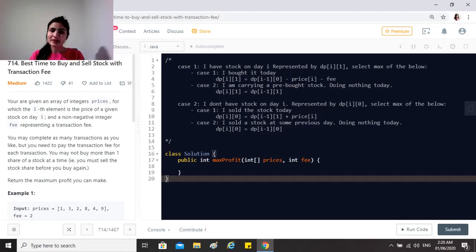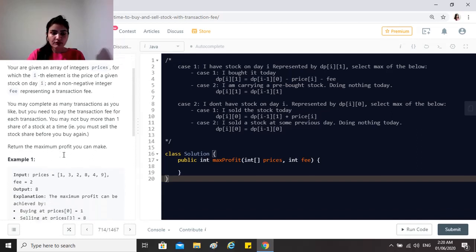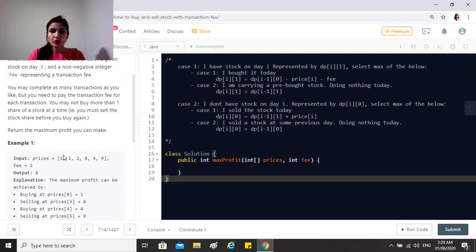Today's question is best time to buy and sell stock with transaction fee. The question says you're given an array of integers prices for which the ith element is the price of a given stock on day i, and a non-negative integer fee representing a transaction fee. You may complete as many transactions as you like, but you need to pay the transaction fee for each transaction. You may not buy more than one share of a stock at a time. That is, you must sell the stock share before you buy again. Return the maximum profit you can make.